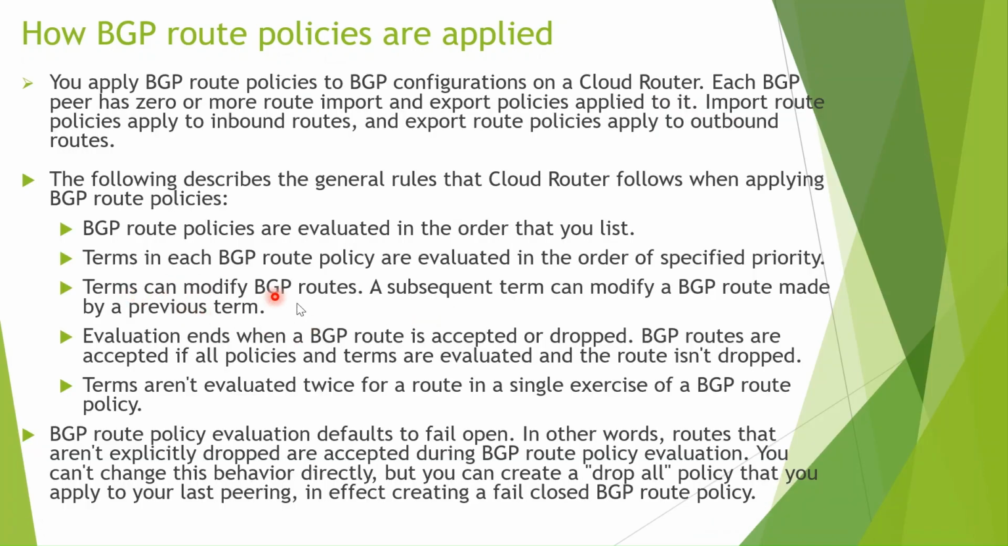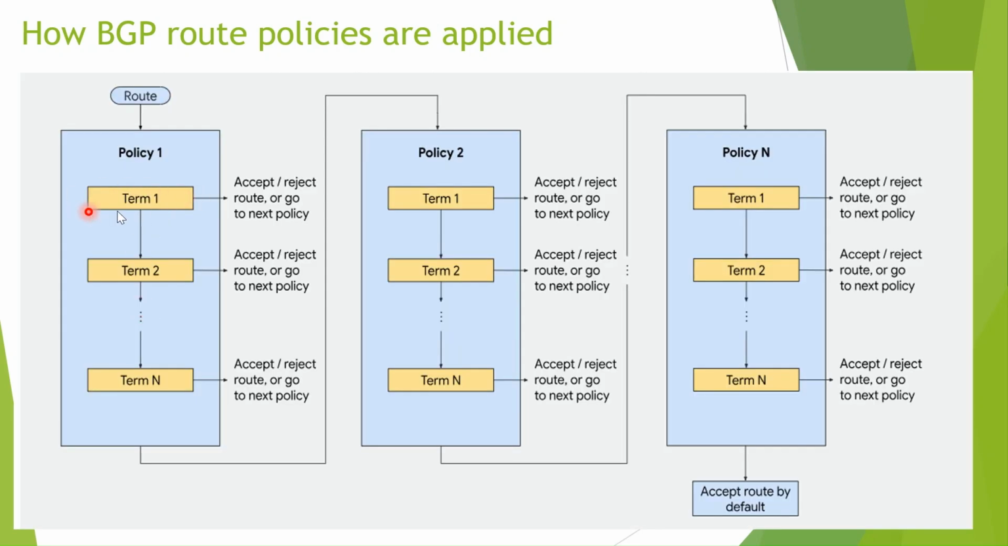Next, terms can modify BGP routes, and a subsequent term can modify a BGP route made by a previous term. Suppose this term has modified your route, it has added a new MED or something, and a modified route will come to this term. So if you have added 1000 MED on this one, it will come as 1000 MED. And it can do more things, like it can drop the traffic or add an AS path also. Multiple things can be done. It is a very complicated thing.